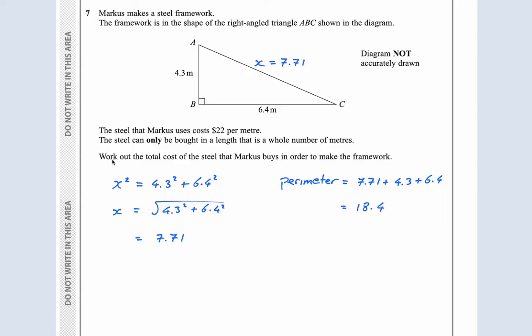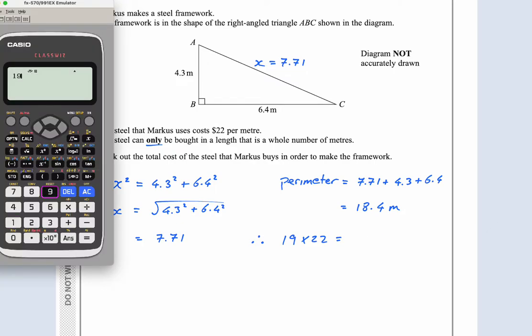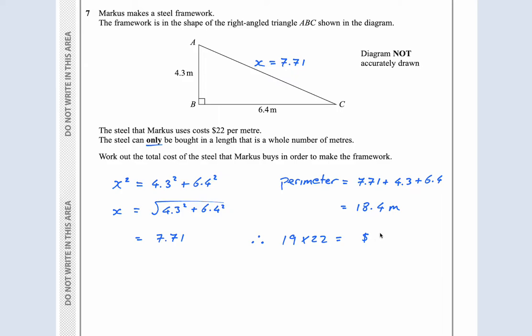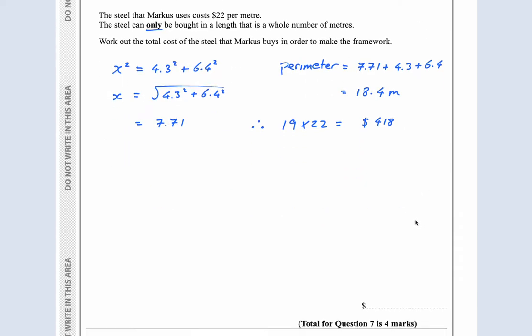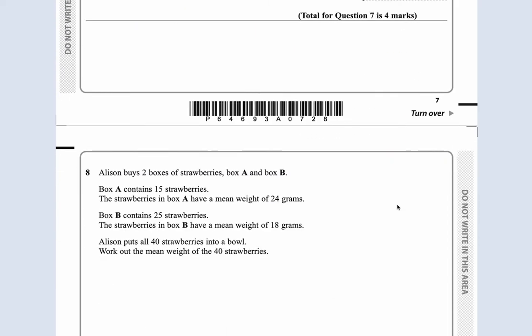He says the steel can only, in bold, be bought in a length that is a whole number of meters. So the perimeter is 18.4 meters, so I have to buy 19 meters of steel. So I'm going to write therefore, three dots, that's the therefore symbol, 19 times 22 equals, let's do that, 19 times 22 is 418. So it's $418. Okay, 418.